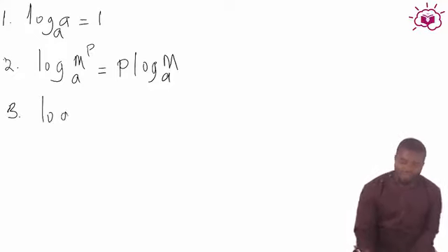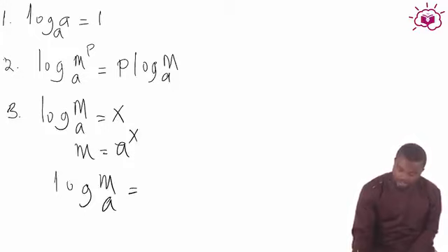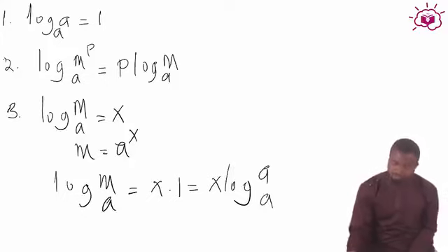Another rule is if log m base a is equal to x, then m is equal to a raised to power x. Now, this is easy. Let me elaborate further. If you have log m base a is equal to x times 1, we can write that as x times 1. This can also mean that log m base a is equal to x log a base a, since log of a number to the same base is equal to 1.